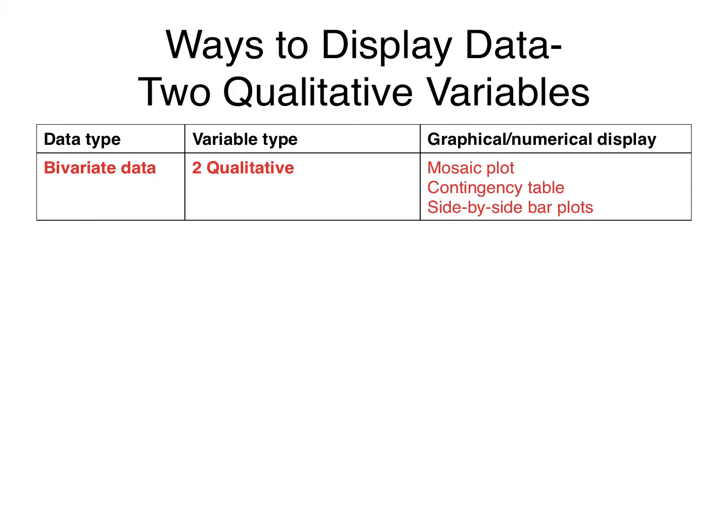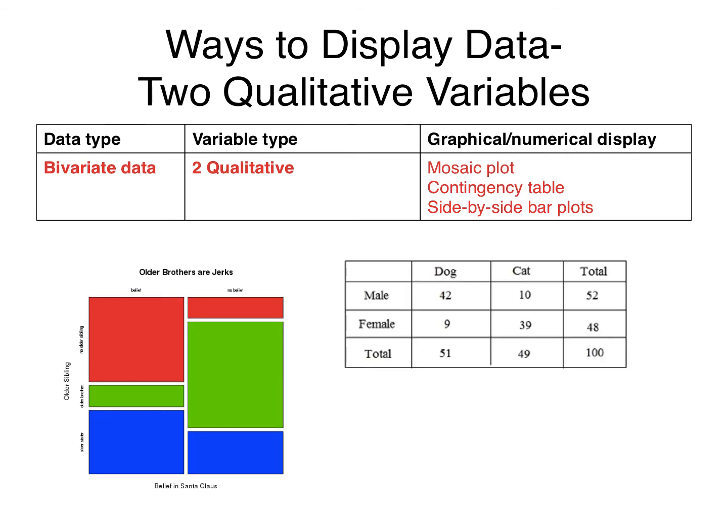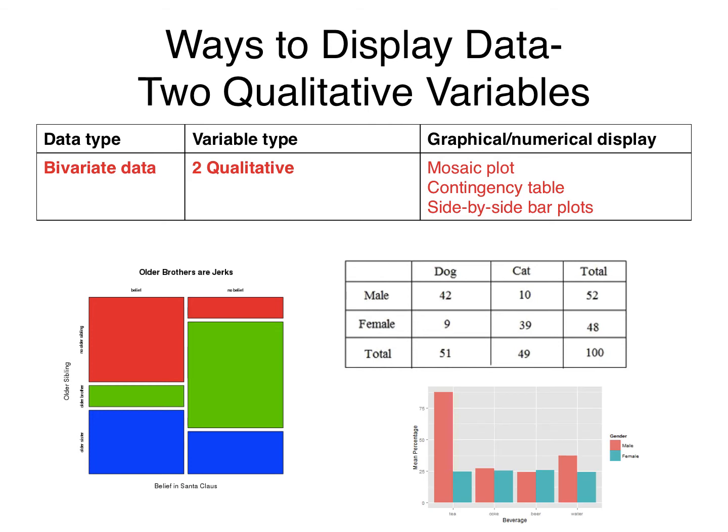We can also use different graphical or numerical displays to examine bivariate data. These are just examples, but if we want to examine the relationship between two qualitative variables, we can use things like mosaic plots, contingency tables, and side-by-side bar plots. I won't go into detail about these today, but we'll learn later in the course about how we can analyze the relationship between two qualitative variables using methods like the chi-square test, Fisher's exact tests, odds ratios, and relative risk or rate ratios.